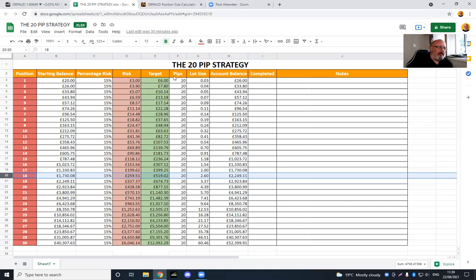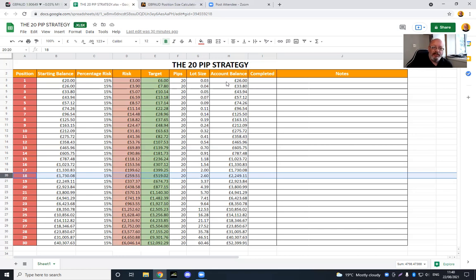So the 20 pip strategy, we're literally just looking for a target of 20 pips. So let me talk you through that in a moment, but I'll just show you that on here, I've got the £20 starting balance, the 15% risk, even though that's not the risk, it's actually the reward. And I'm only risking 7.5%. Going for 20 pips, lot size is that, and the lot size, we'll show you again on the live sessions, but for those of you who already trade Forex, you will know all about that.